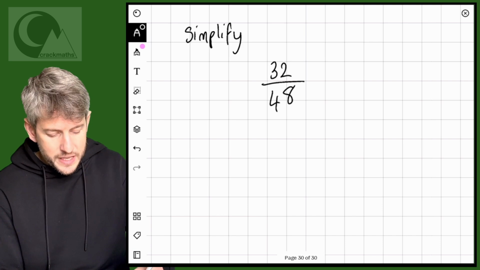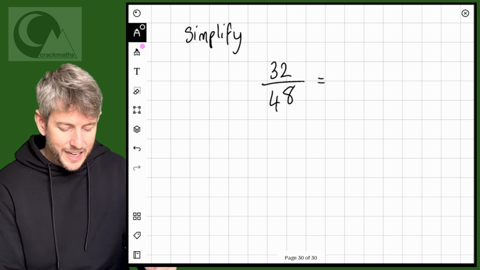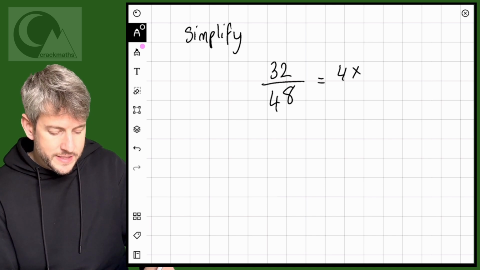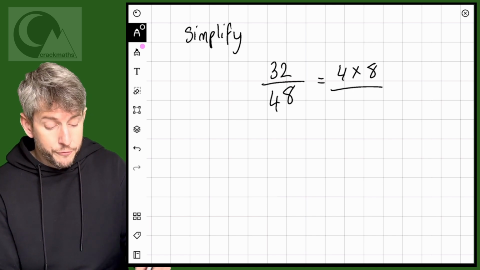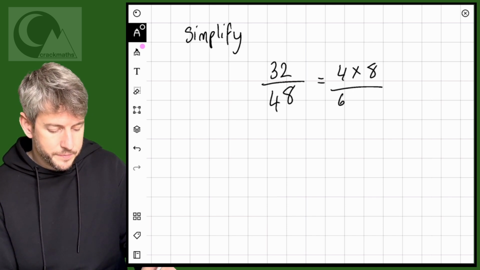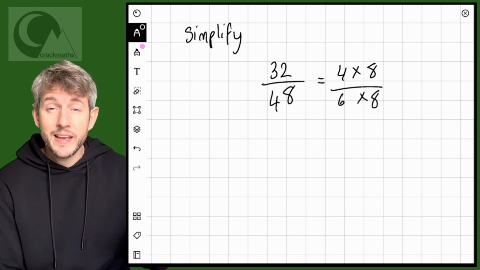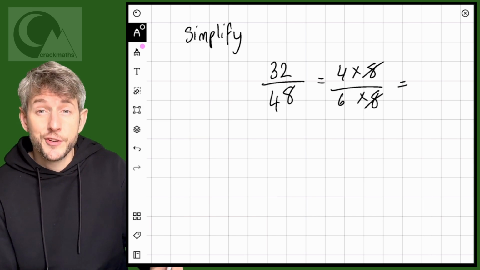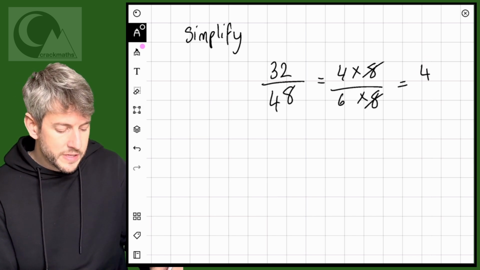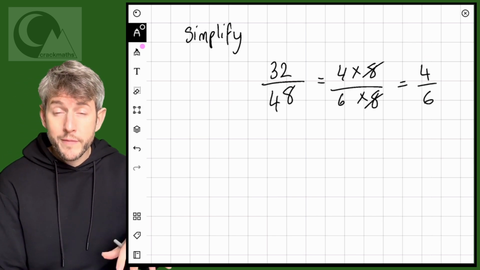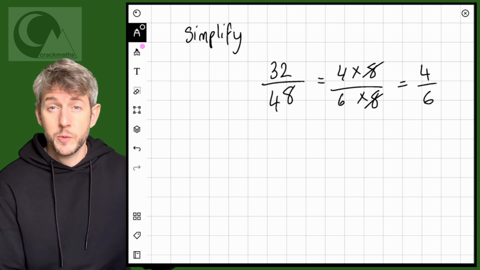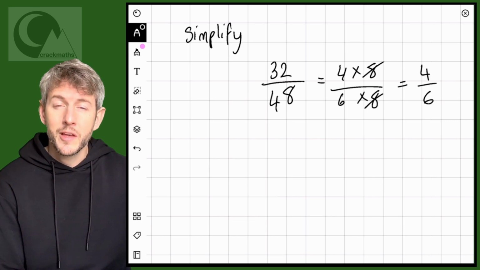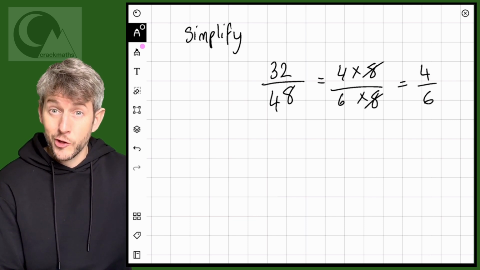Okay, so I can think about 32 as being 4 times 8, and I can think about 48 as being 6 times 8. So what I can do here is cancel out the 8's, and I can think about this fraction as being 4 over 6. Now 4 over 6 aren't prime numbers, they still have things that can divide them, so I can repeat this process again by thinking of them as what numbers make them.